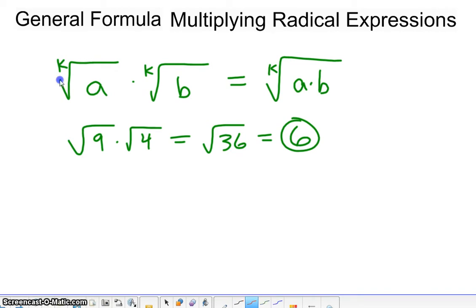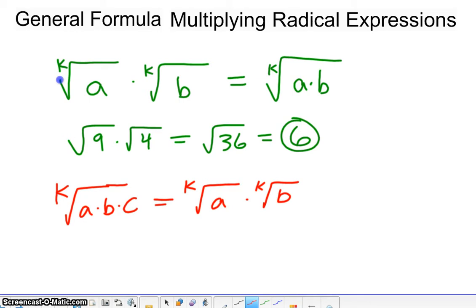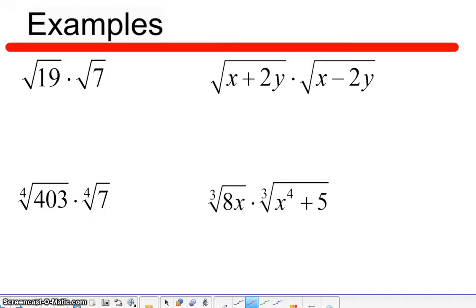If you have k and then 3 different things under the radical, you can split them all to be individual problems. And again, if they're all the same index, this is allowed. All right, so let's go on to some examples.